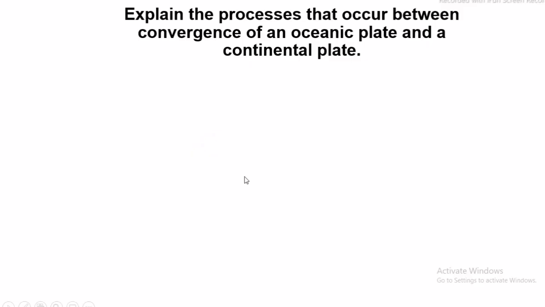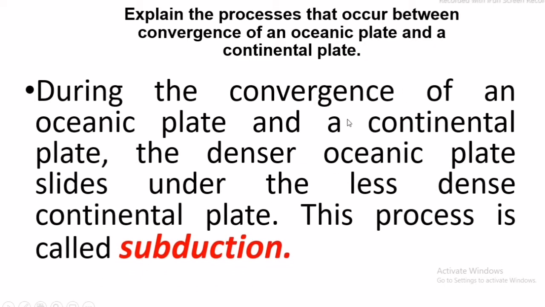So how do we explain the processes that occur between convergence of an oceanic plate and a continental plate? During the convergence of an oceanic plate and a continental plate, the denser oceanic plate slides under the less dense continental plate. This process is called the subduction process.